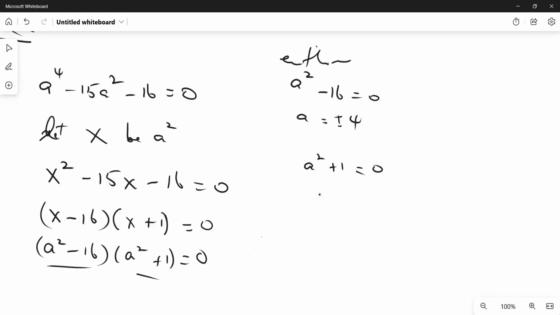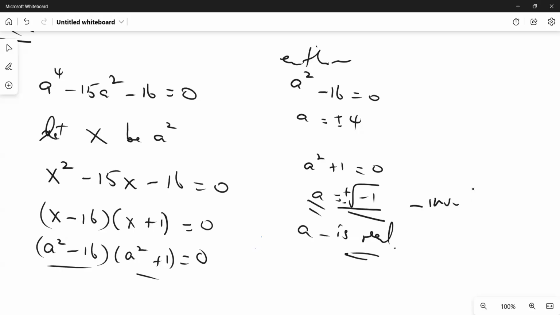If you try to solve this, you get a equals the square root of -1, plus or minus. But remember, a is a real number. A is real. So a can't be that. We're not going to pay attention to these invalid solutions. We're going to use a equal to positive or negative 4. And I think earlier we had what?